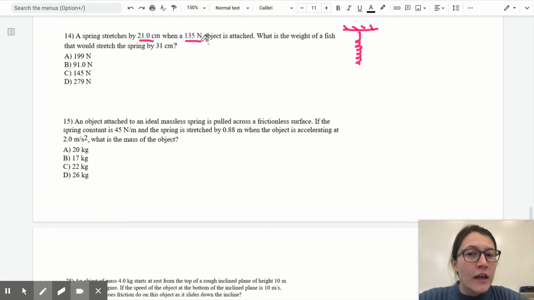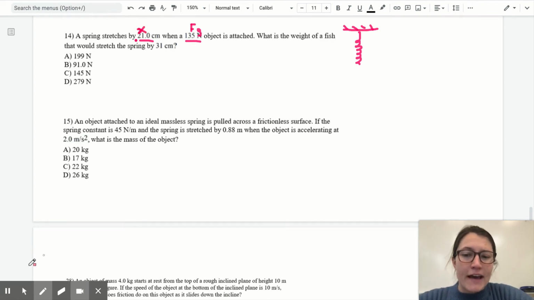Okay, so when you're given information about an object in kilograms, that's the mass. If you're given the description of an object in newtons, that's the weight of the object, or the force of gravity. So we're told that the weight of the object is 135 newtons. And when that weight's added to the spring, it stretches by 0.21 meters. Okay, x needs to be in meters.